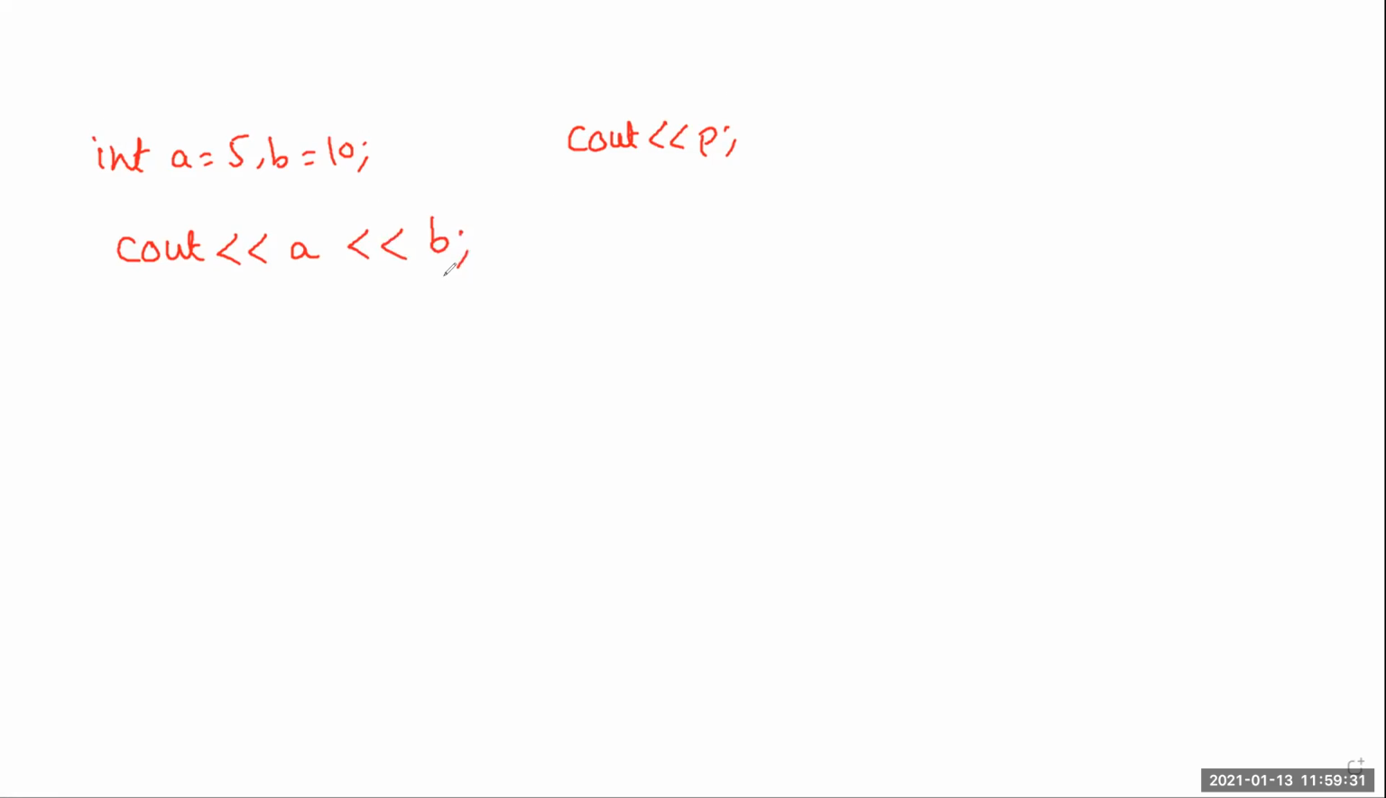Within a single statement, you are allowed to print multiple variables. For example, this will print A and B. So rather than having two separate statements, cout A and cout B, I can combine them in a single statement, right? Now let's see how this is happening.